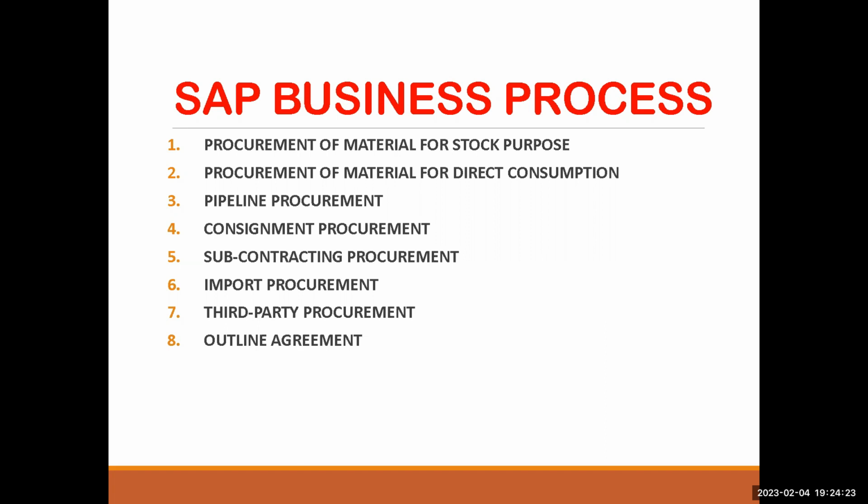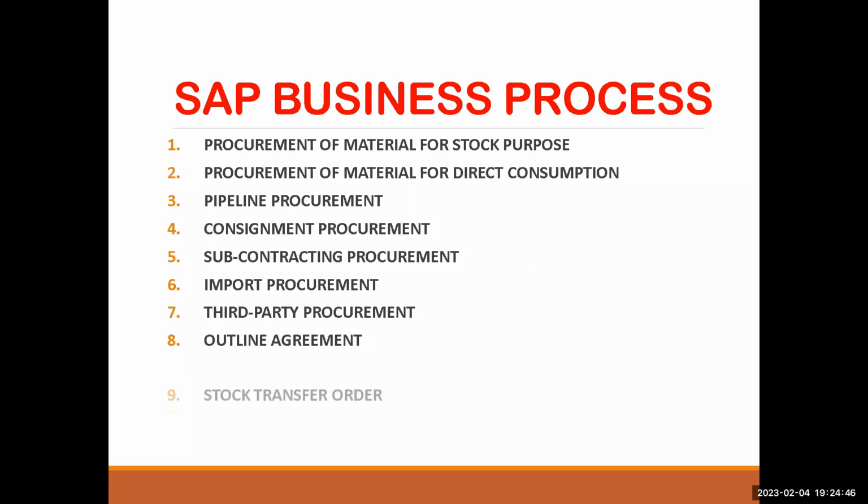We will look into the deeper details once we go directly into the business process explanation and process flow. Right now we are just understanding the business process. So next is outline agreement. Basically this outline agreement is divided into two groups: one is contract and one is scheduling agreement.